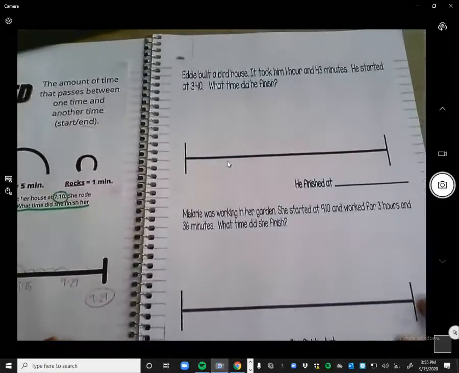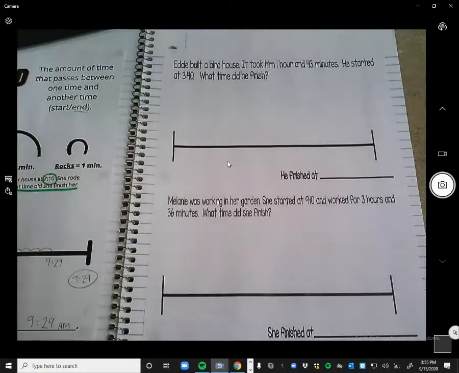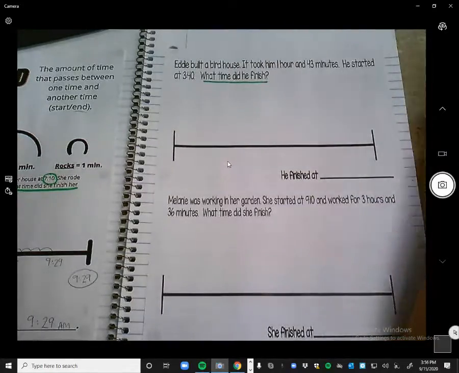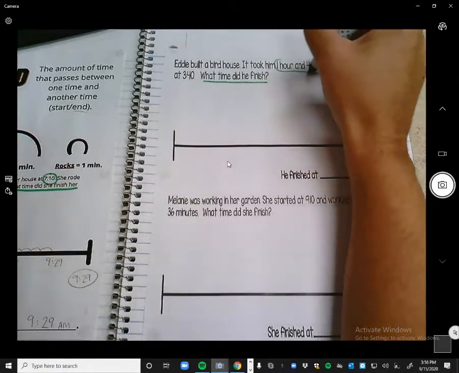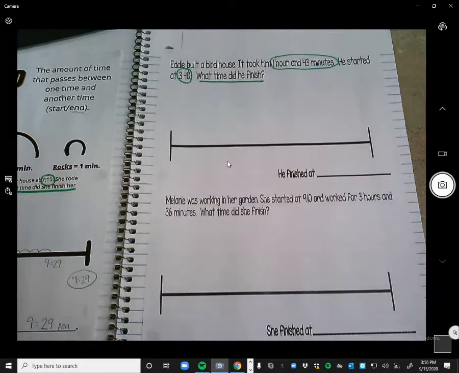All right, let's look at our next page. So Eddie is building a birdhouse. It took him 1 hour and 43 minutes. He started at 3:40. What time did he finish? This time they give us the hour, how long it took first, and then what time he started. So I still want to find out what time he finished, similar to Kelly. I know 1 hour 43 minutes, and I know his start time of 3:40.